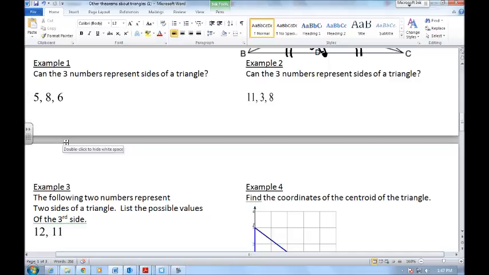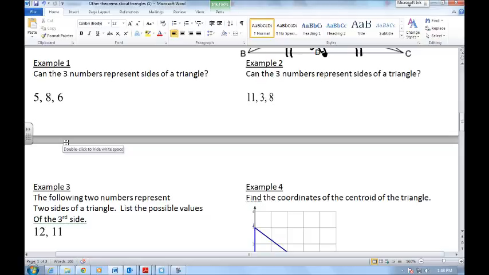Evelyn, can you read the first theorem at the very top of the page, please? It's above that shaded gray box. Okay, triangle inequality theorem: the sum of the length of any two sides of a triangle is greater than the length of the third side.